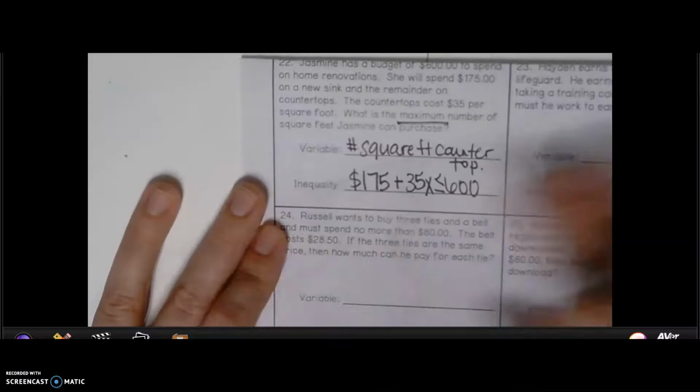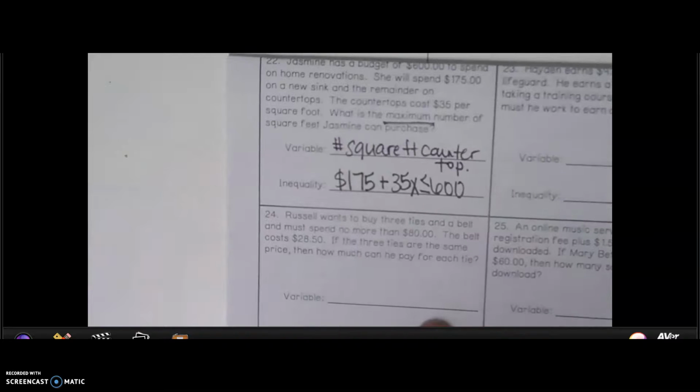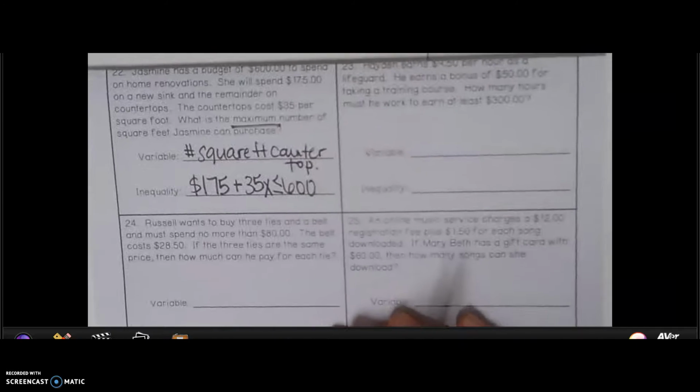All right, 23. Hayden earns $9.50 per hour as a lifeguard. He earns a bonus of $50 for taking a training course. How many hours must he work to earn at least $300?